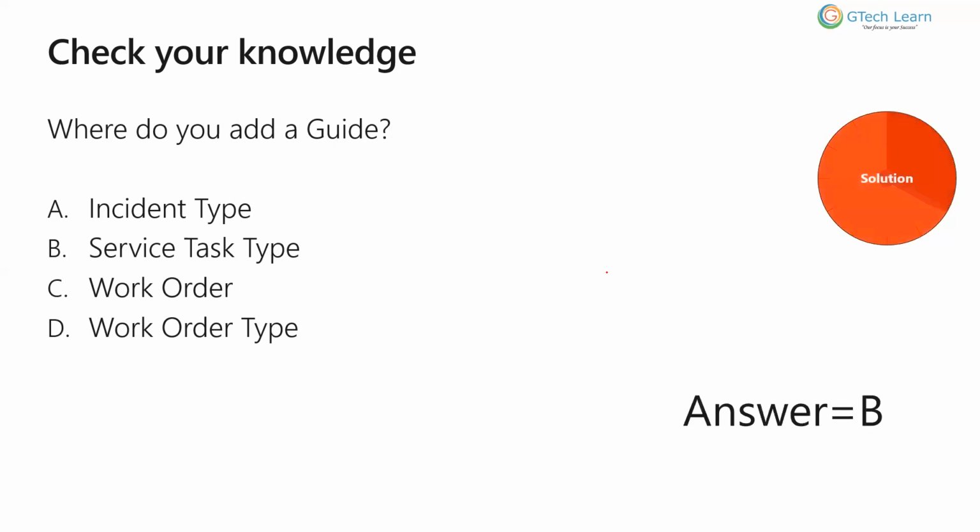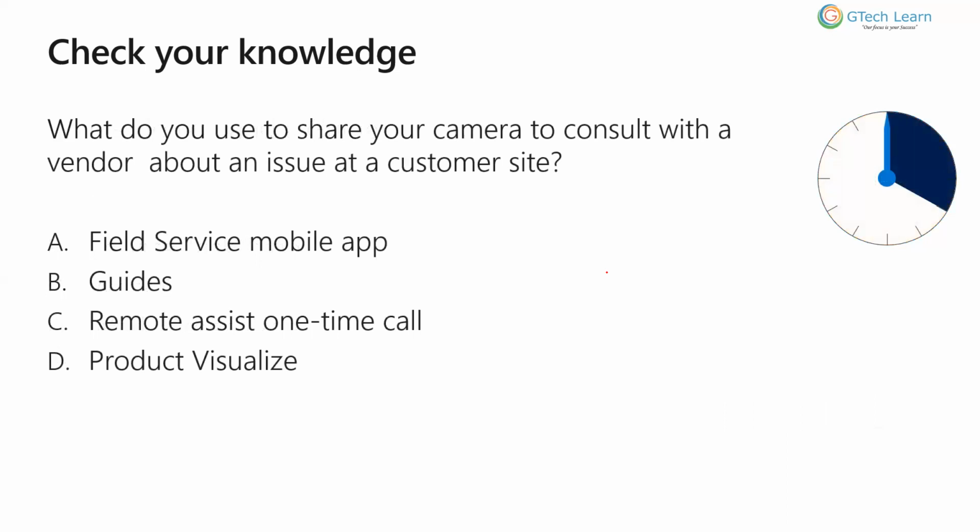Okay, so the correct answer for that question is going to be option B, service task type. Let's move ahead now. So we are having another question in this list. What do you use to share your camera to consult with a vendor about an issue at the customer's site? Whether it's option A, field service mobile app, option B, guides, option C, remote assist one-time call, option D, product visualize. So what is going to be the right answer?